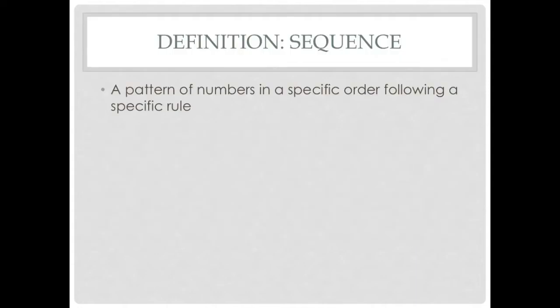To begin with, a sequence is something that follows a specific rule. So for example, something is increasing by the same amount every time, or decreasing by the same amount every time. Our goal for this first section is to identify the pattern for the sequence and try and use that to predict future terms within that pattern.